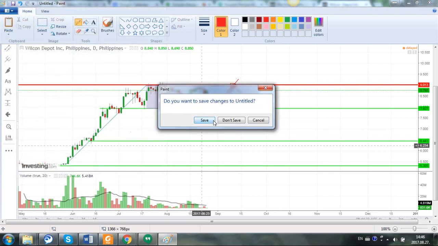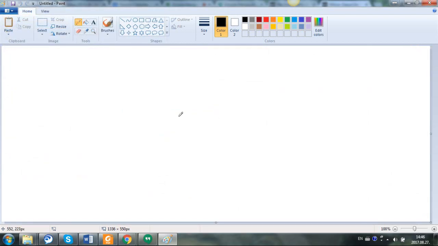So ano ba yung strategy mo, by the way? Ano ba yung tina-target mong strategy? Long-term, mid-term, or swing, or what? Long-term. Okay, so mix. Okay, so ganito yun.